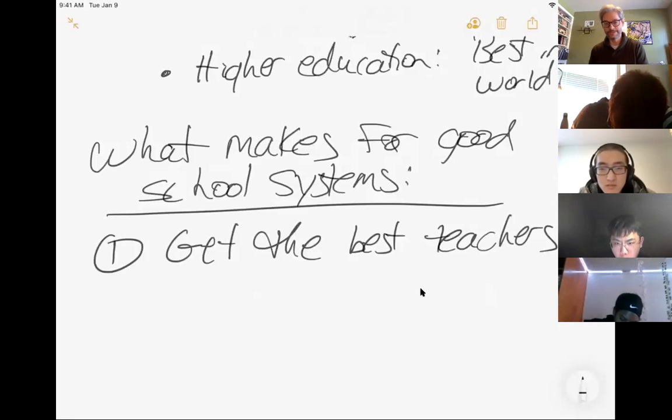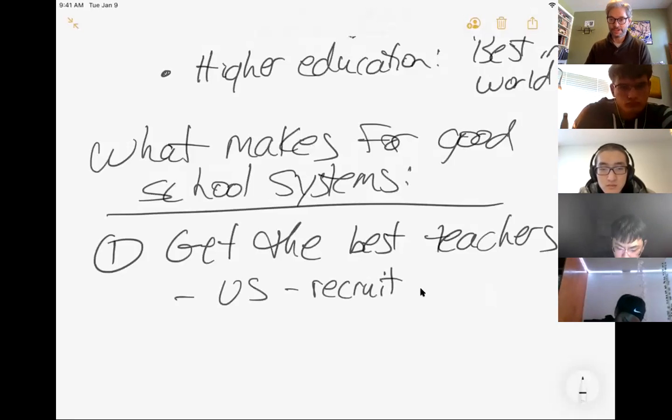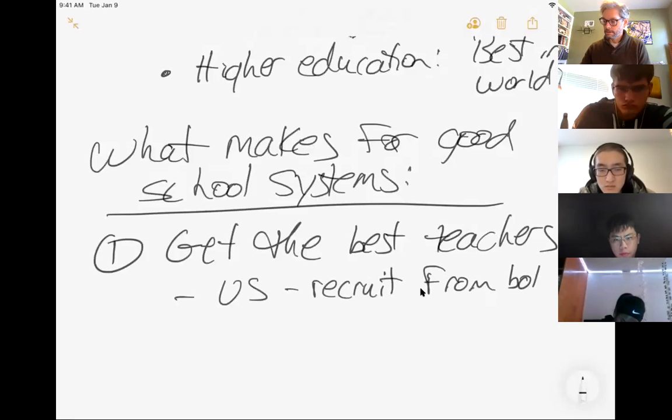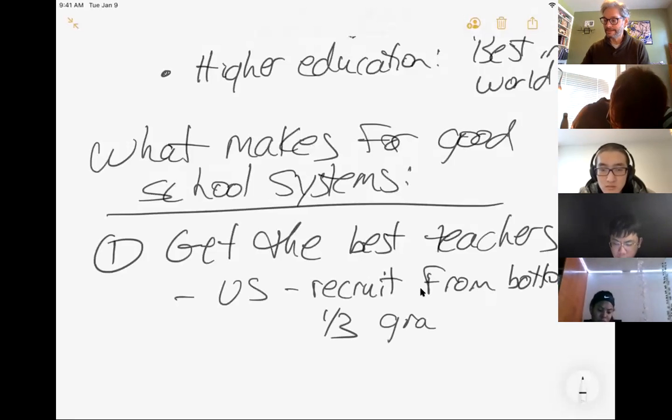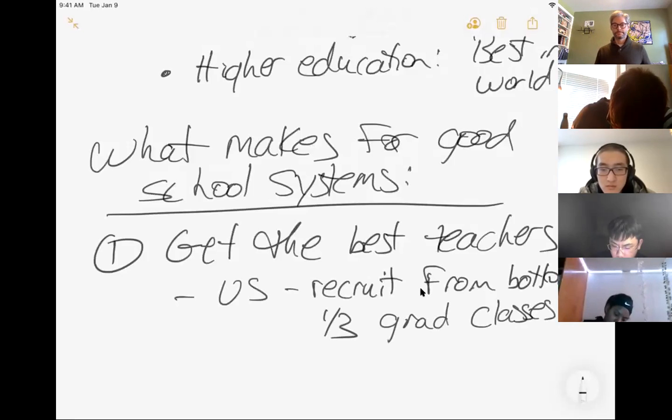And that sounds obvious, but it's hard. This is no insult to education majors. It's just a fact. But in the US, we tend to recruit from the bottom 1/3 of graduating classes for our teachers.